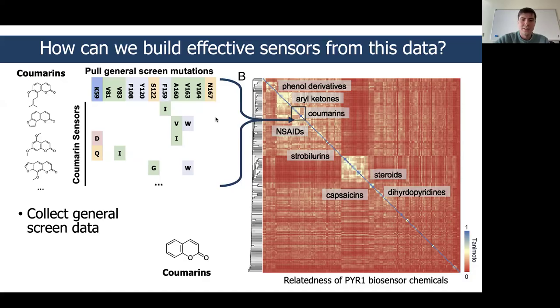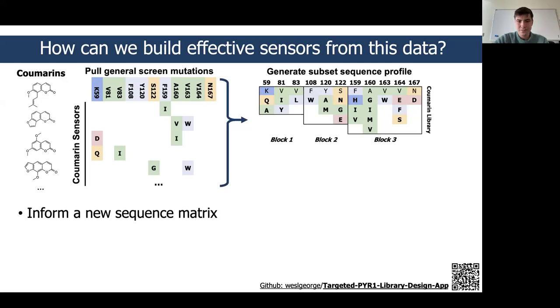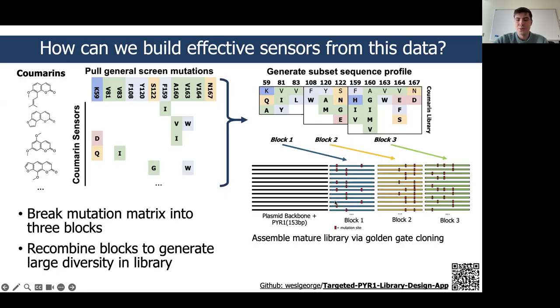Really simply, what we did is we pulled all the sensors from these different coumarin targets. You can see some of them represented on the left. This is the base coumarin structure that makes a coumarin a coumarin, and you can see the different sequences that you get from these different sensors. We use this to inform a much smaller sequence profile than the general screen sequence profile that I showed earlier, and we similarly block this off and generate oligos in bulk, and then do bulk assembly with Golden Gate cloning.